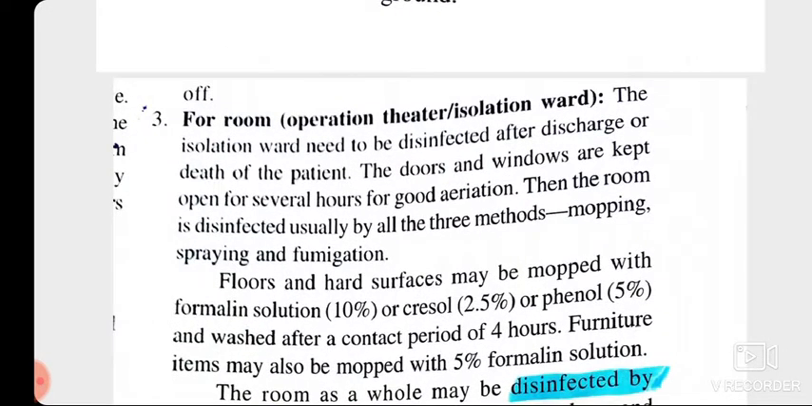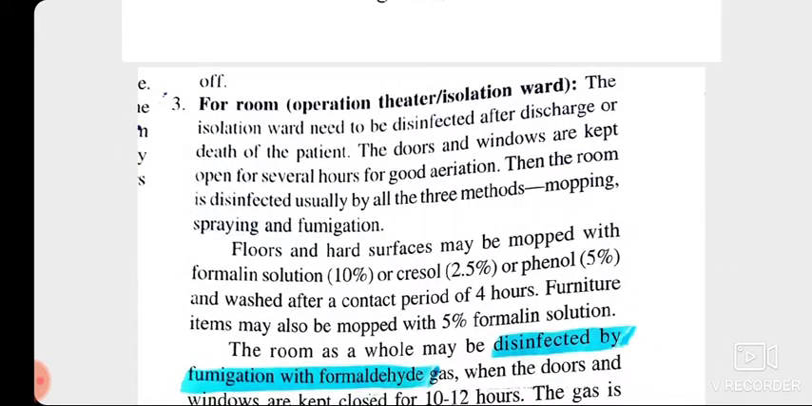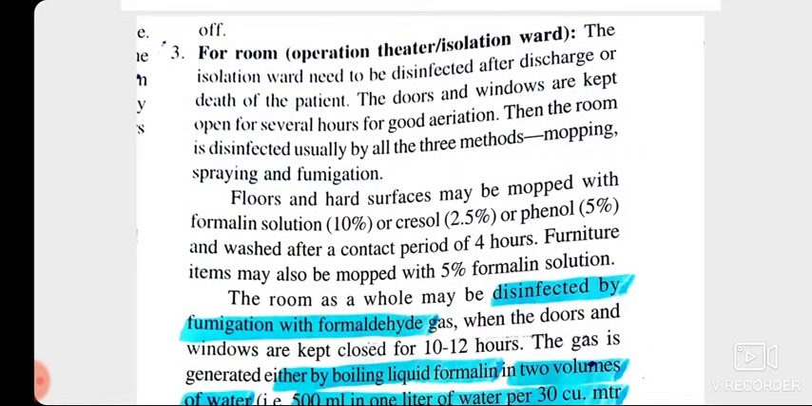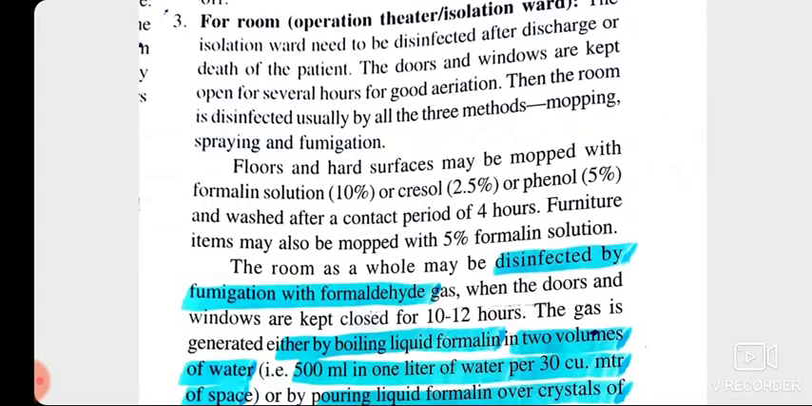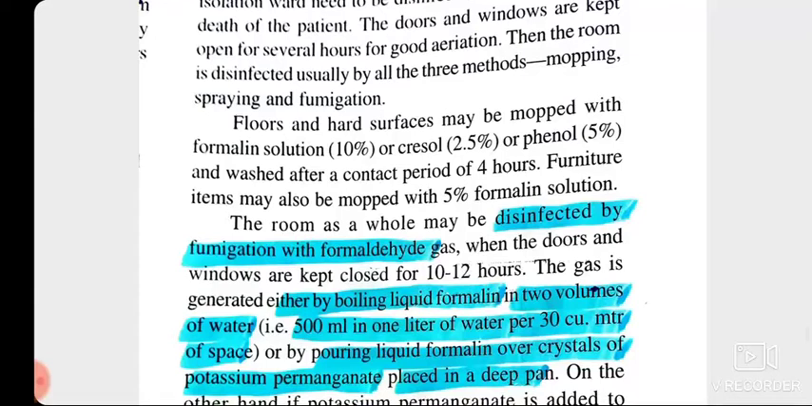Now, operation theaters and isolation ward disinfection. An isolation ward needs to be disinfected after discharge or death of the patient. The doors and windows should be kept open for several hours for good aeration. Then the room is disinfected by three methods: first mopping, then spraying, and then fumigation. The floors and hard surfaces may be mopped with formalin solution, that is 10% formalin, as we have seen earlier, by adding 100 ml of formalin into 1 liter of water.